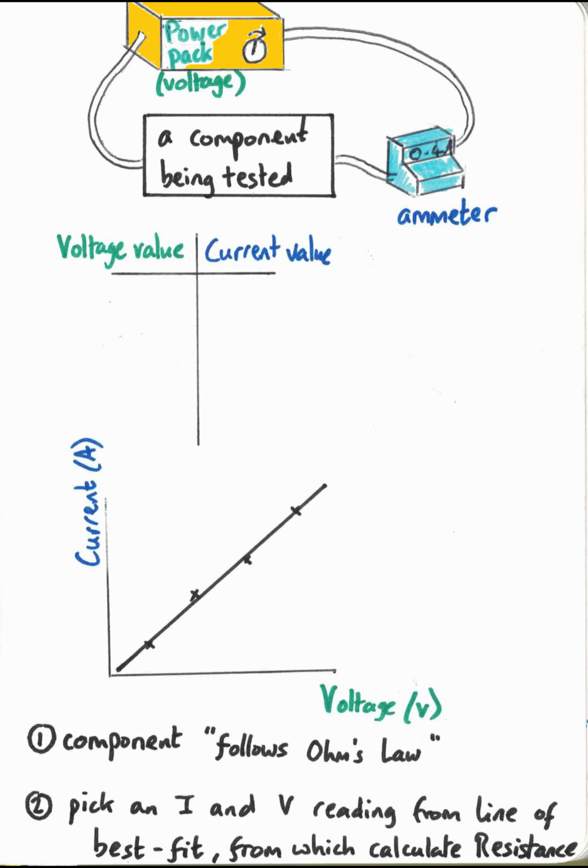Anyway, if your current voltage graph is a straight line, then firstly we can say that the component follows Ohm's law. Then secondly, we can read an I value and a V value from the line of best fit, from which we can calculate a really accurate value of resistance, because we have used that line of best fit, using V equals I times R.